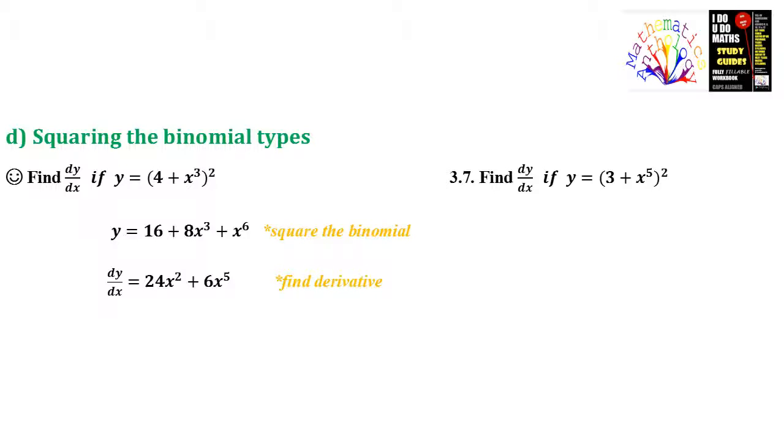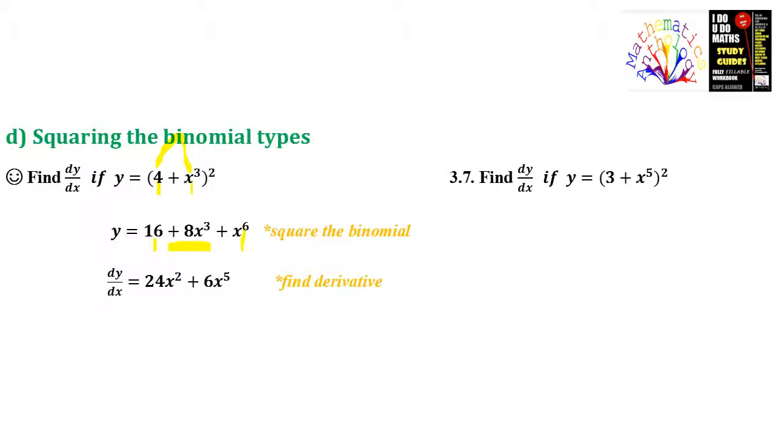To square the binomial, remember, it's first times first. So 4 times 4 is 16. Then last times last, x to the power 3 times x to the power 3 will give you x to the power 6. For the middle term, 4 times positive x cubed is 4x cubed, and you need to double it. So 4x cubed doubled is 8x cubed. Positive 8x cubed goes in the middle.